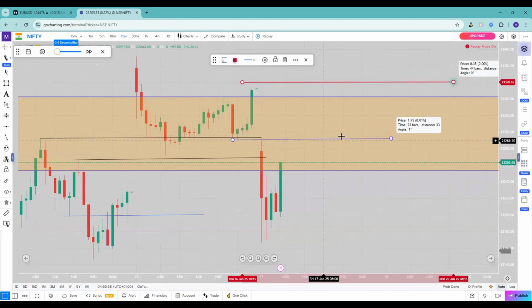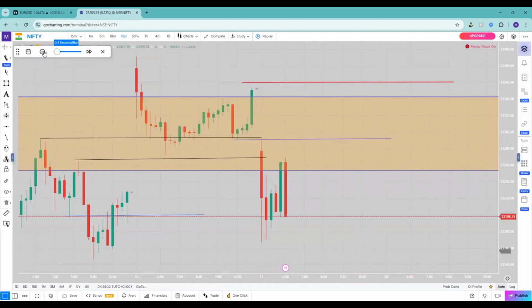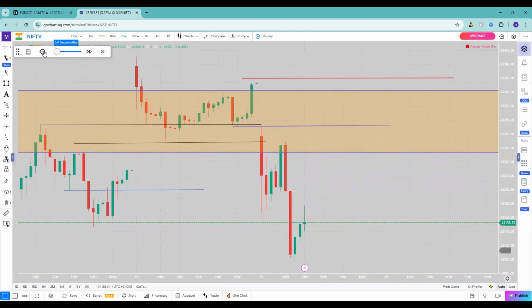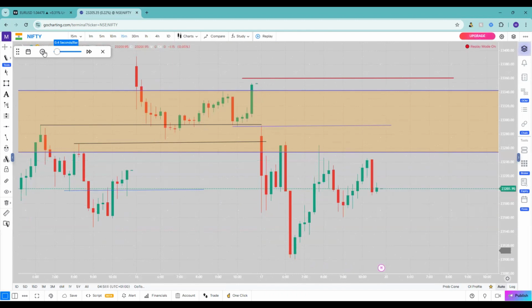So price comes to mitigate this place again. This is my stop. Let me see. Did they come to fill us? It didn't fill us. Are we going to be filled? Let's see. Yes, we are in the trade. We are out of it.